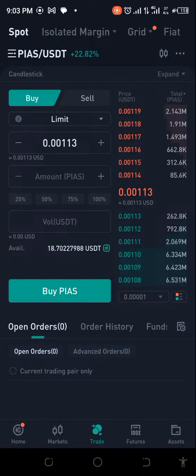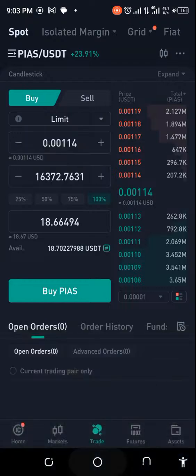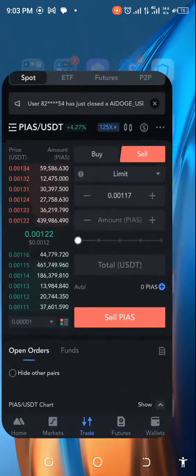All right, so here we are with PIASUSDT and trying this out to see how this is going to sell. So let's go ahead and try this out and do our simulations. Let's see, we have 18.7 USDT. So let's just quickly pick that up. All right, so let's quickly do this because we don't want to waste time.